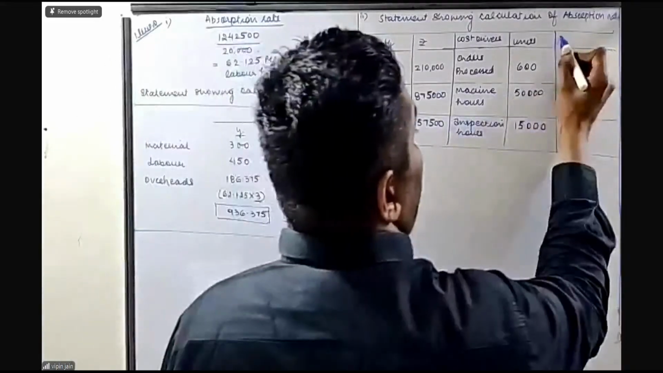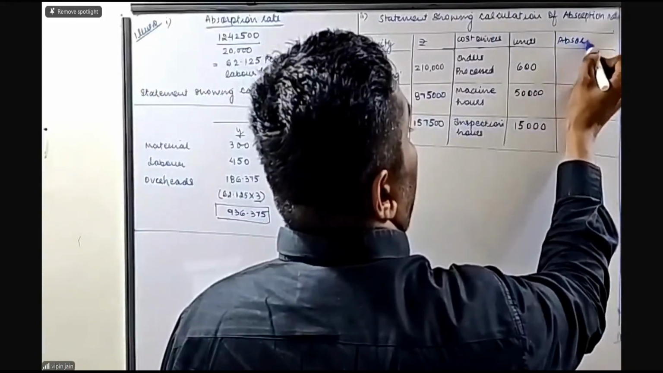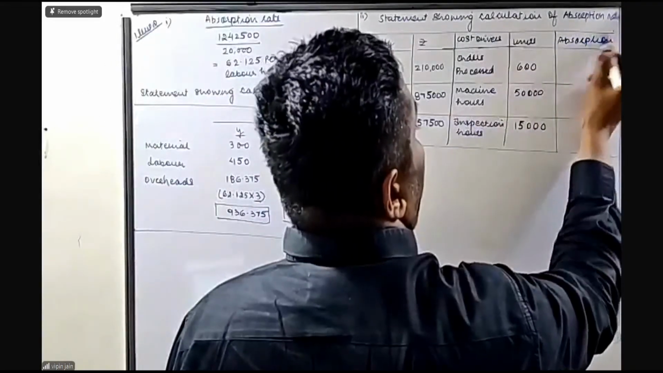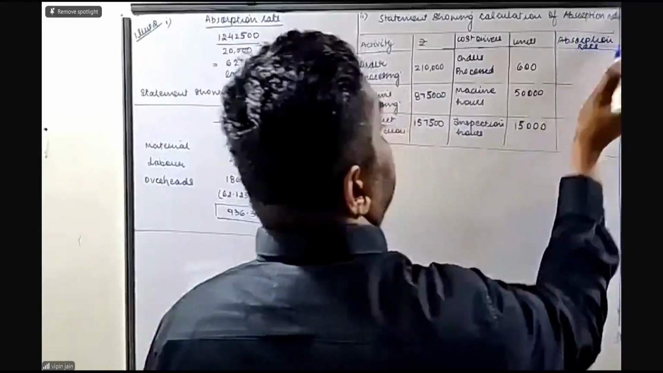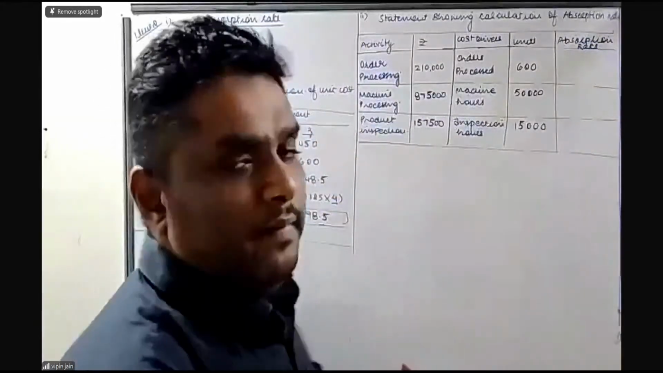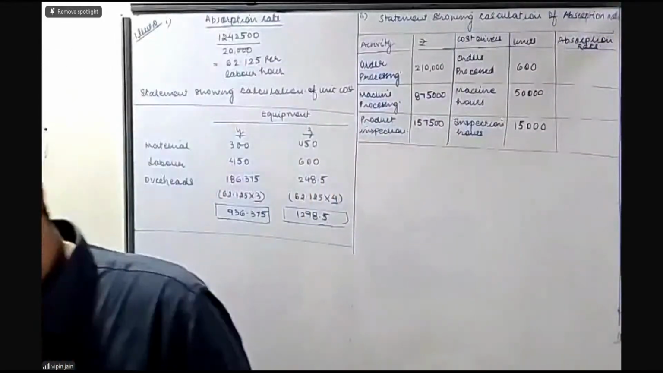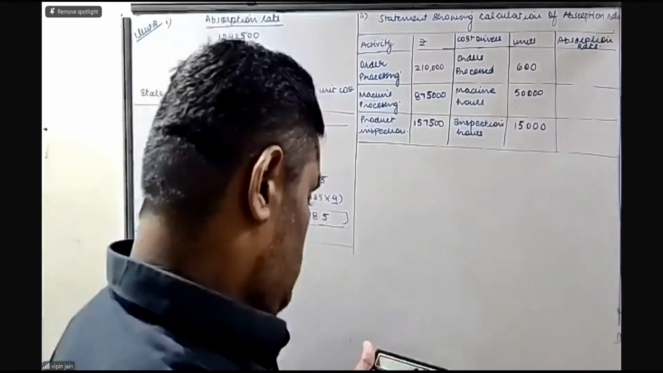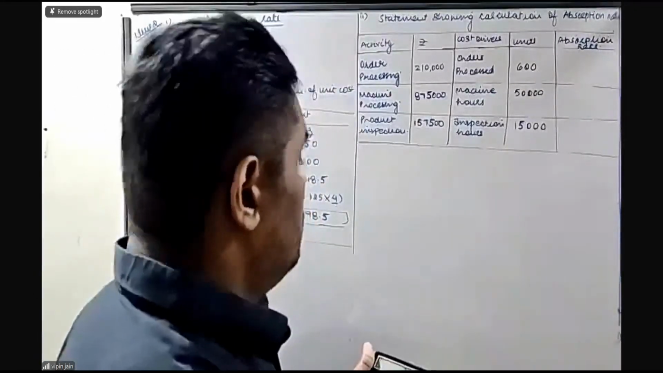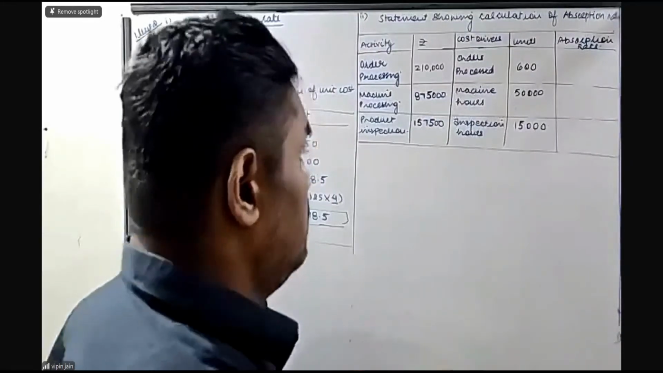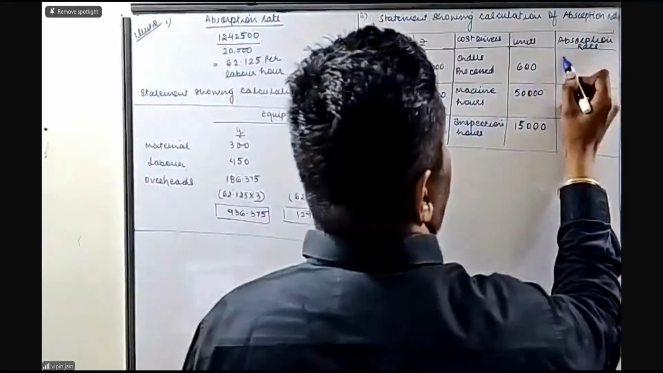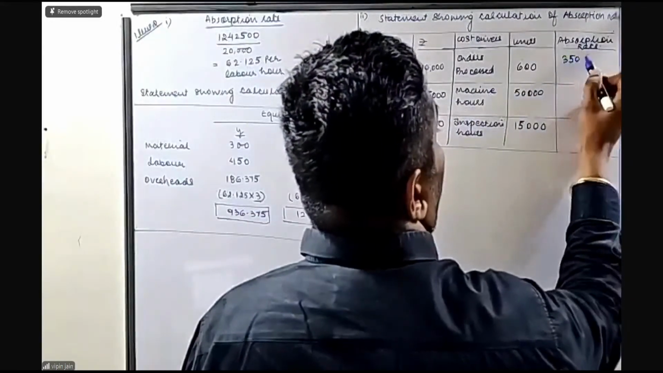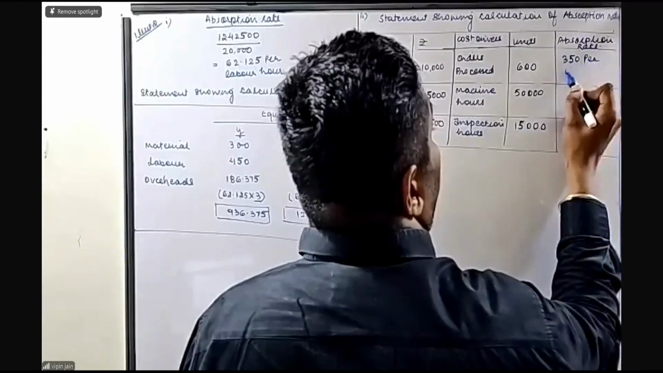So we can easily calculate the, so this will be 350 per order.